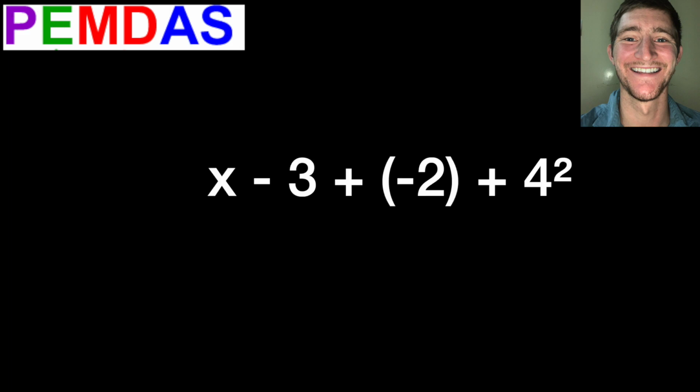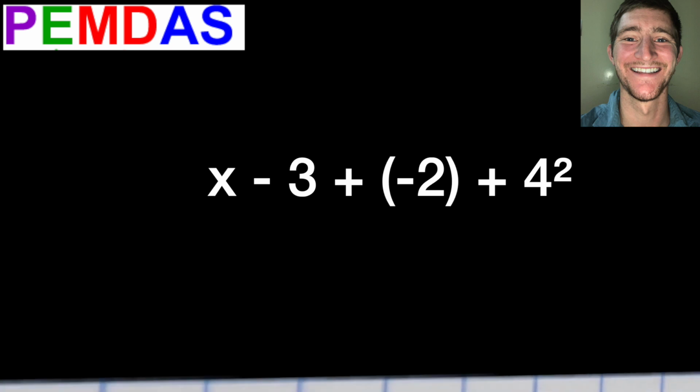Our final example is using PEMDAS with an unknown, x. So go ahead and use what we've learned from the order of operations to simplify this expression.